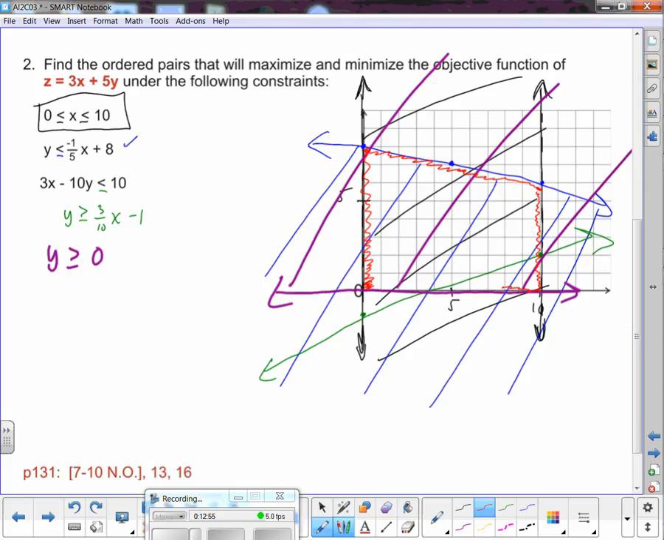Coming across. Whoops, too low, right? Got to stop at the green line right here, right? Because we are above the green. And I didn't throw in that shading. Right, so stop at your green line and then start coming over. Stop at 0 and come over. And that's your feasible region.